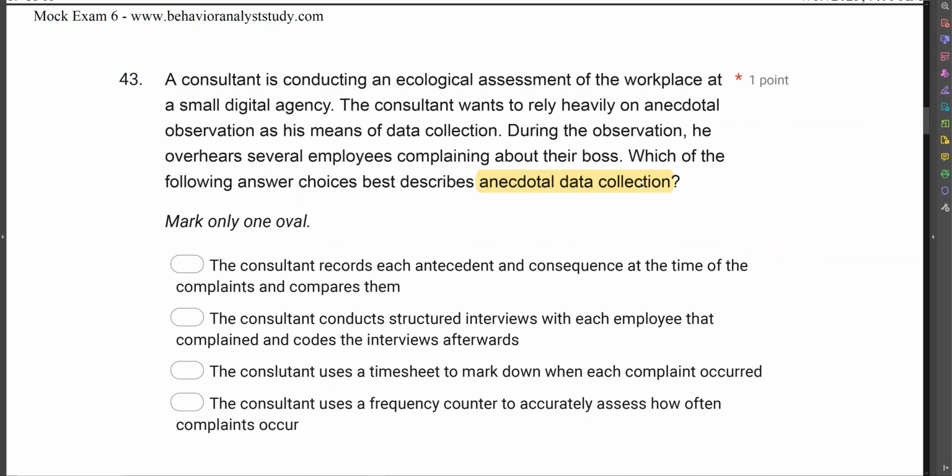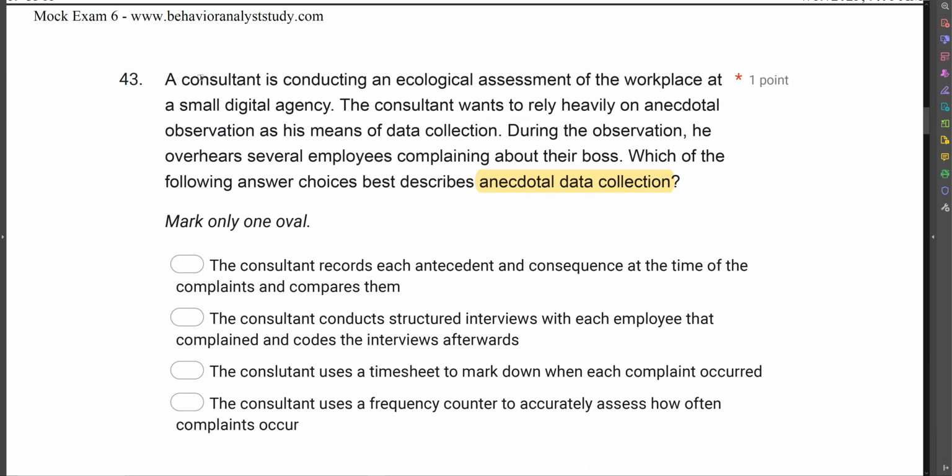Anecdotal data collection is the focus here. And what is an anecdote? An anecdote's a story. It's an opinion. It's a subjective observation. When I'm giving anecdotes, I'm telling stories about what I saw, what I did, all from my perspective. And anecdotes have their time and place because sometimes we can't be there and we need anecdotes.